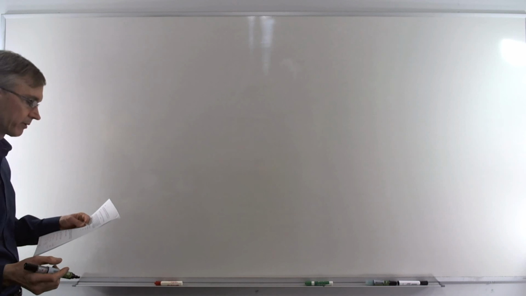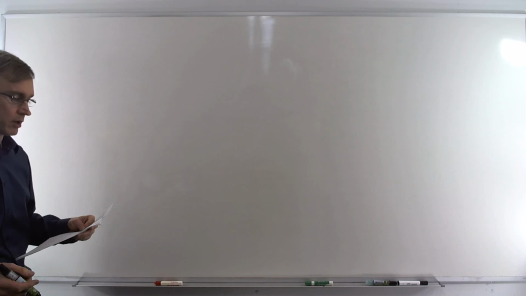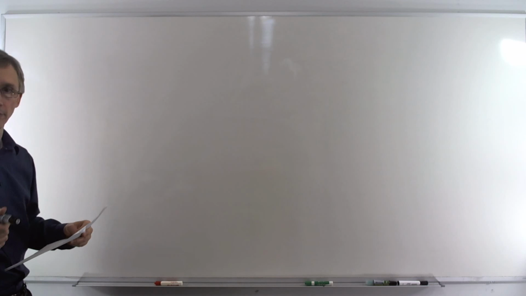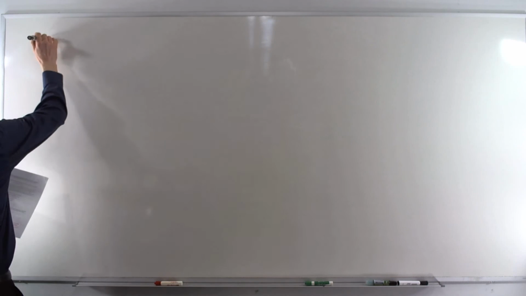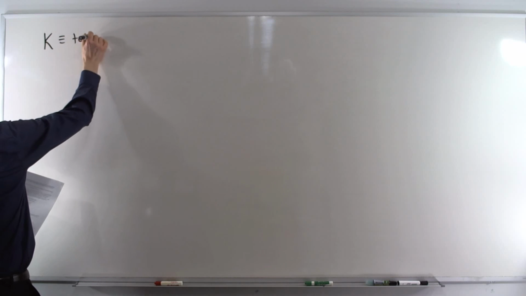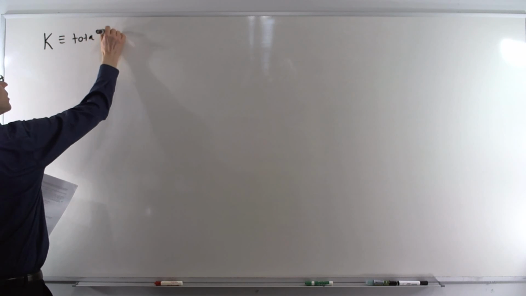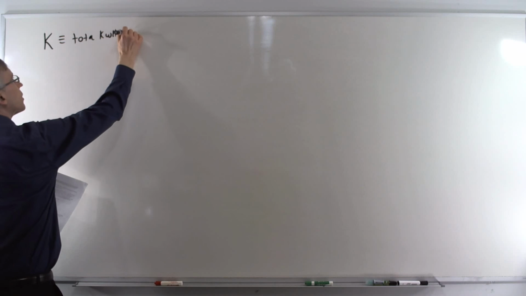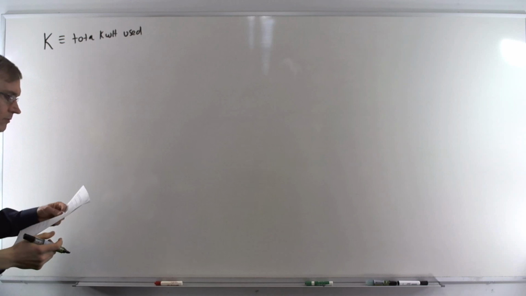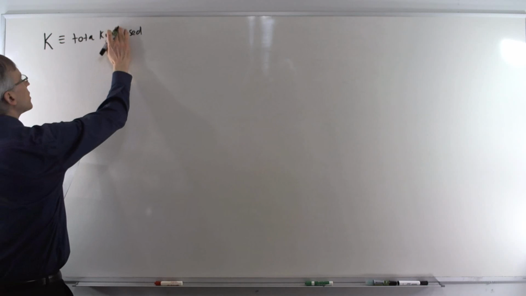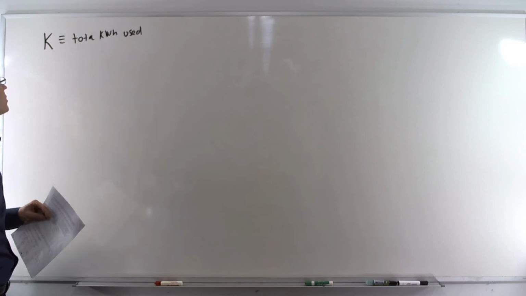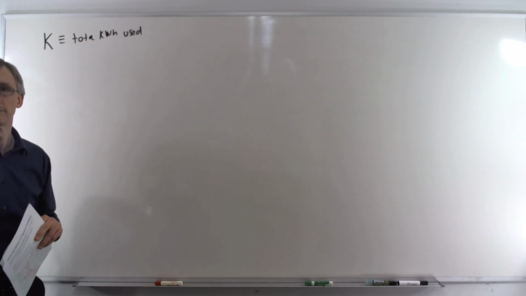So let's define a variable. The question asks for the number of kilowatt hours used. So there's our variable. K is the total number of kilowatt hours.